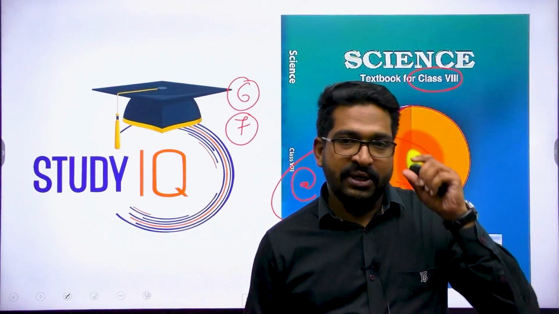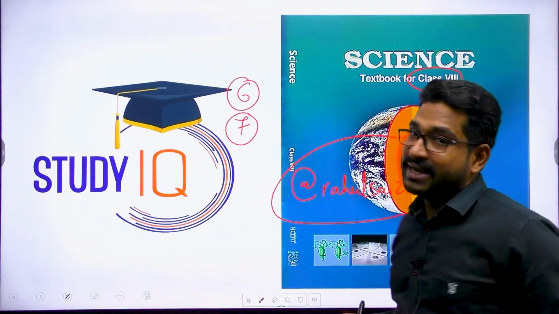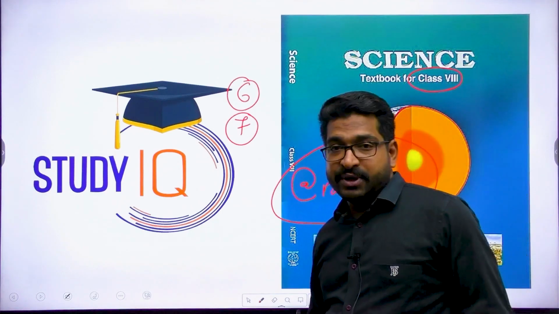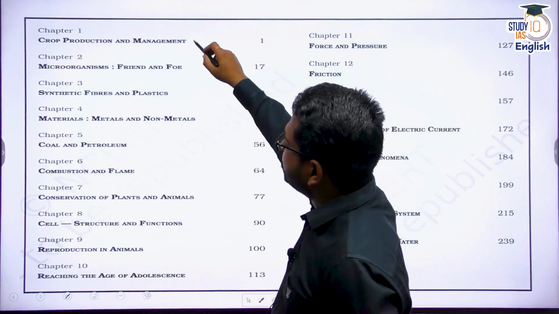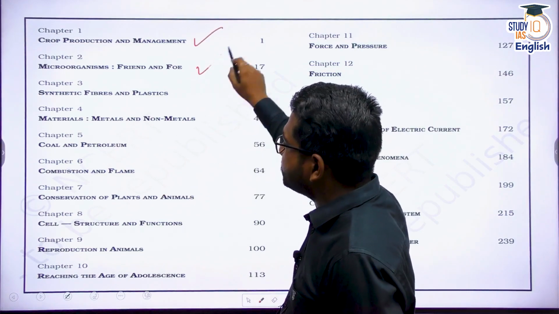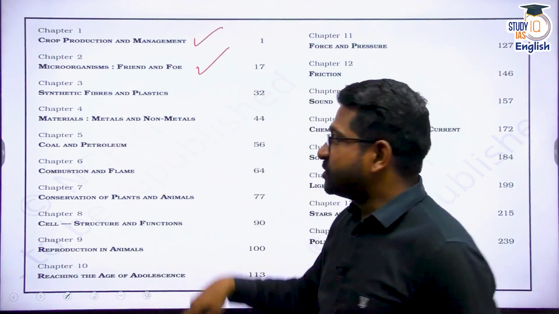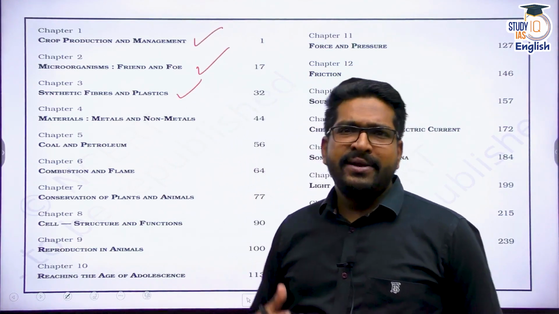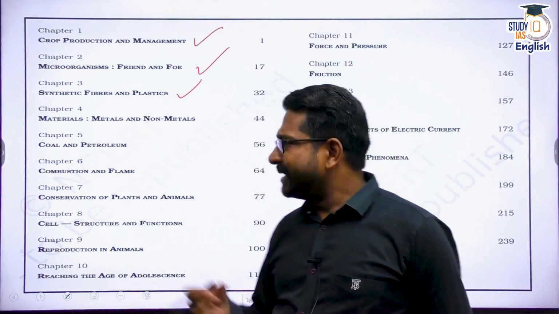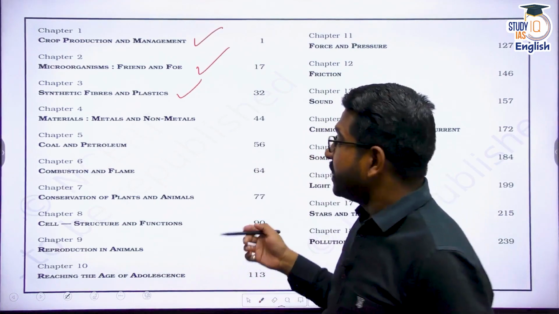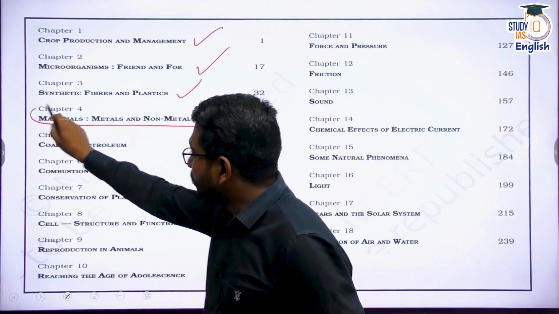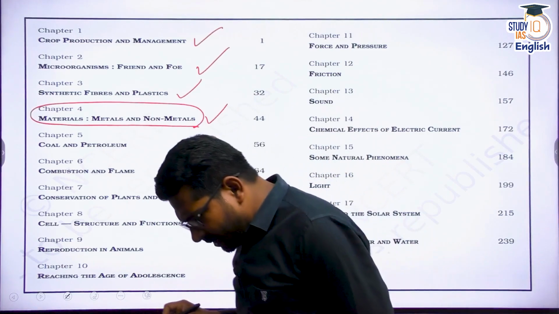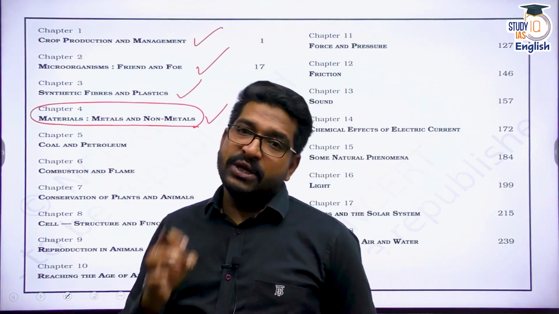But today's lecture is about NCERT class 8, and we are doing a chapter by chapter analysis. We are already done with crop production and management. We are also done with microorganisms, friend and foe. In the last class, we spoke about synthetic fibers and plastics: nylon, rayon, polyester, polyethylene, right? We spoke about so many things. And today we are going to talk about metals and non-metals. Okay, so this is going to be the base of your chemistry knowledge, I can say.